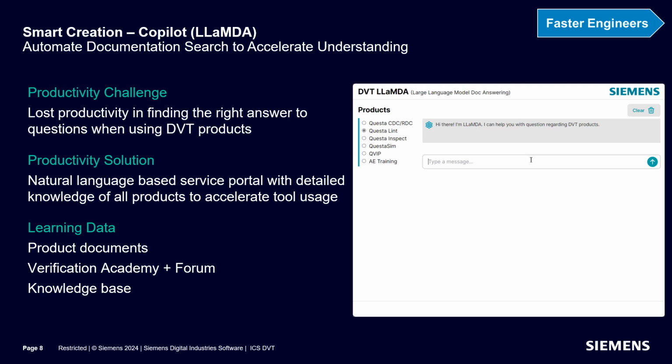It will learn from product documents, from our internal in-house data like Verification Academy and forum, and we also have our knowledge base. When we were servicing our customers, we have accumulated a lot of knowledge, and we also have knowledge about how to operate our product from QA. So all the knowledge is consolidated to provide such a Copilot for our users.